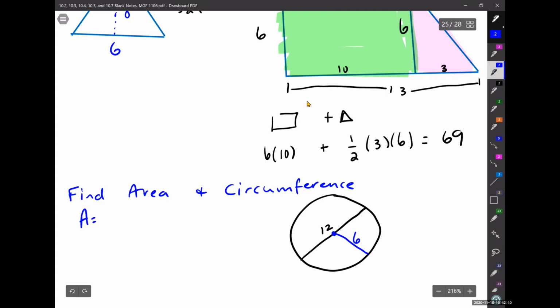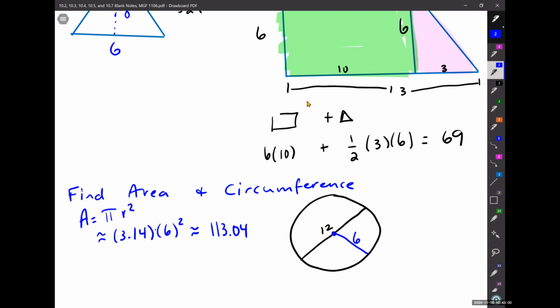Look at your area formula for a circle. It's pi r squared. And we know for our class we use 3.14, just so that we're all on the same rounding page. 6 squared. And that should be 113.04 is the area. And circumference is 2 pi r.